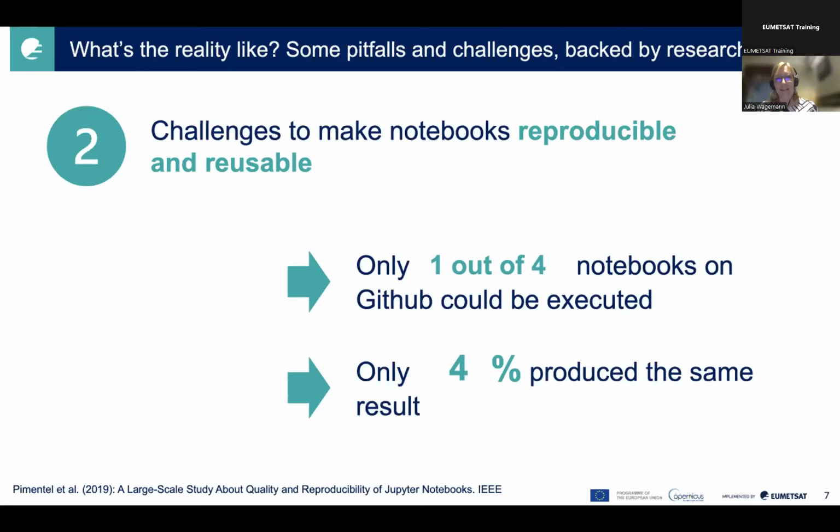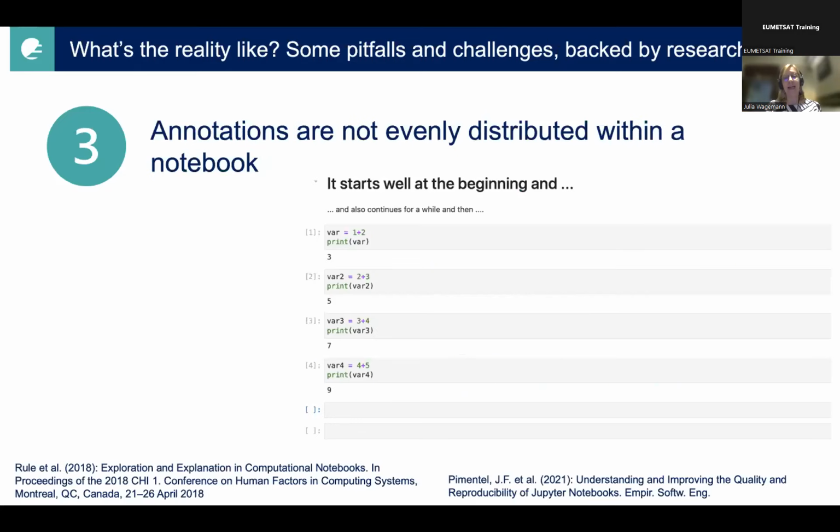So even though we have this grand amount of notebooks available, there are challenges to make notebooks reproducible and reusable. A third pitfall is annotations. I always link the studies where I found this information below, so you can later have a look at these publications as well. Quite a few articles or research projects found that annotations are not evenly distributed within a notebook.